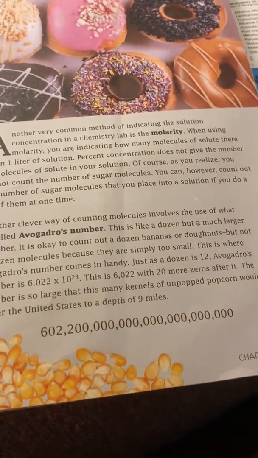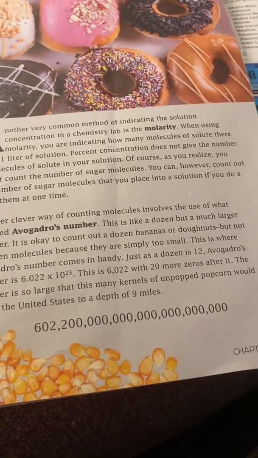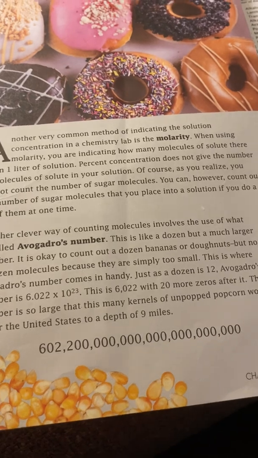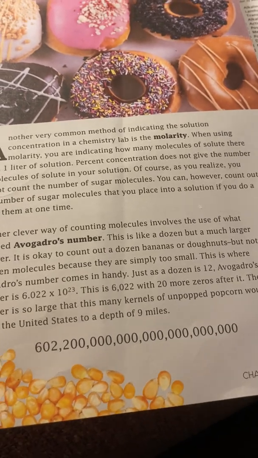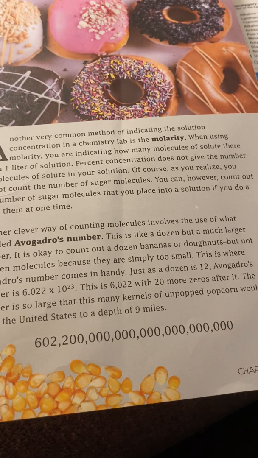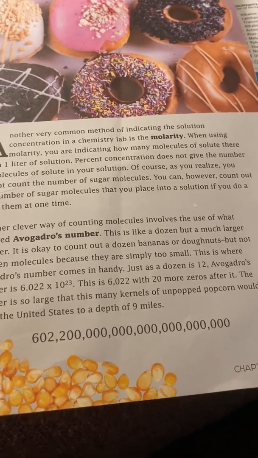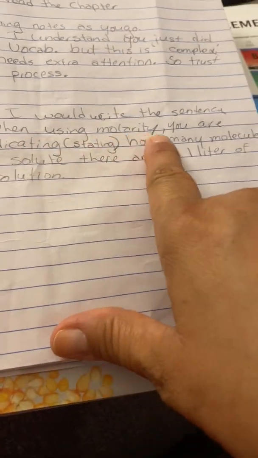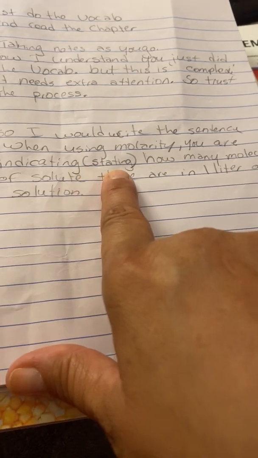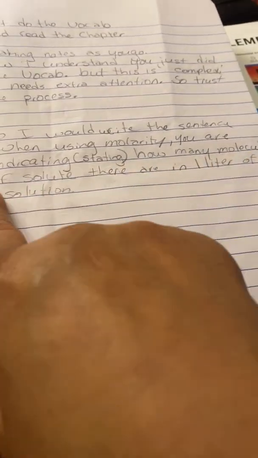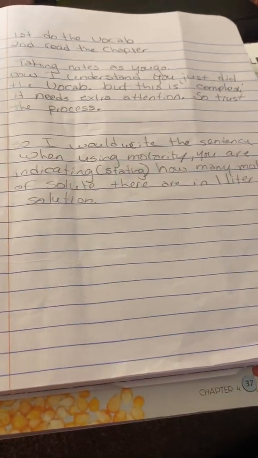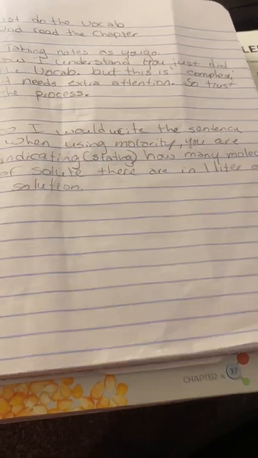Now, even though I've already done the vocabulary over here on the JunoPod, I'm going to take notes with this first paragraph. In each paragraph, I'm going to make a note about what I remember and what I'm learning from it. So I would write this first sentence down. When using molarity, you are indicating or stating how many molecules of solute there are in a liter of solution. And I would also make a note of what solute is.